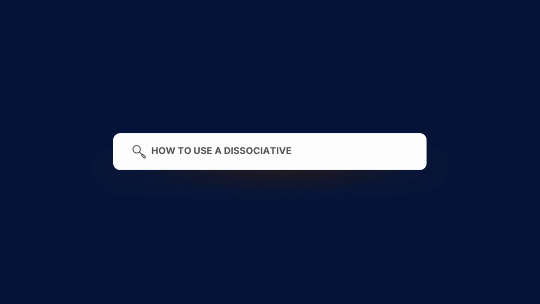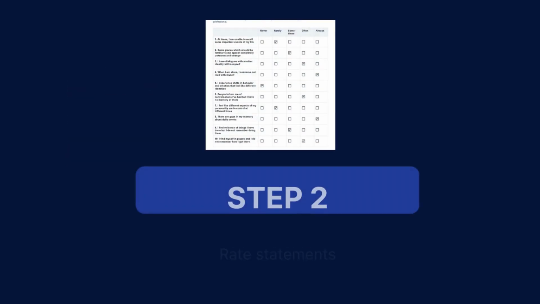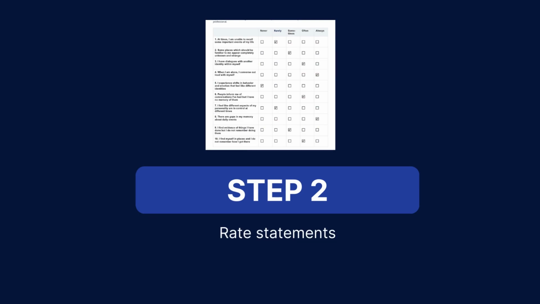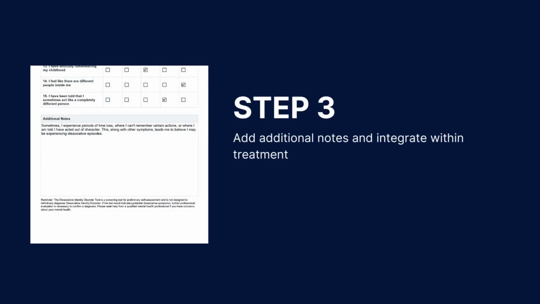Here's how to use a dissociative identity disorder test. The first step is to complete the information at the top and read the instructions. The patient will then need to rate each statement on a scale from never to always. Finally, add additional notes if needed and integrate the worksheet within treatments.